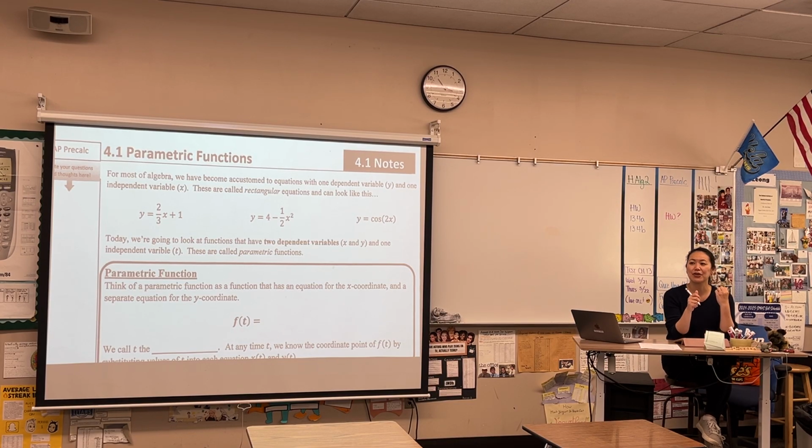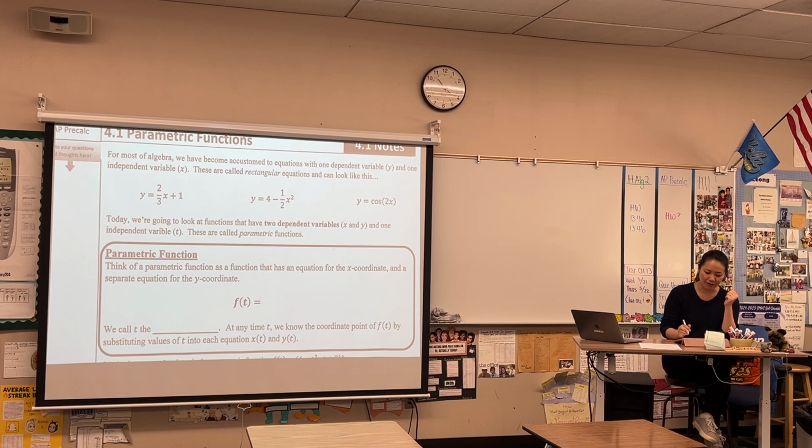You're gonna have three variables now, right? So you are going to have two dependent variables. So x and y are both dependent on the one independent variable, t. And usually people use t because it represents time for a lot of word problems. Not always the case, all right? But we're just gonna use t as our independent variable, all right? And these are called parametric functions.